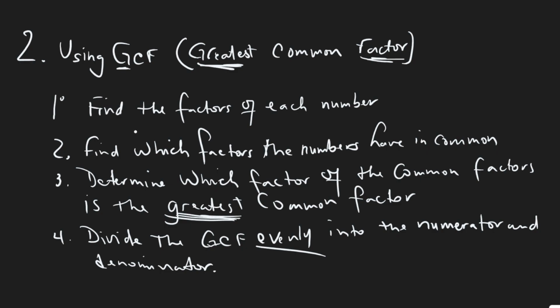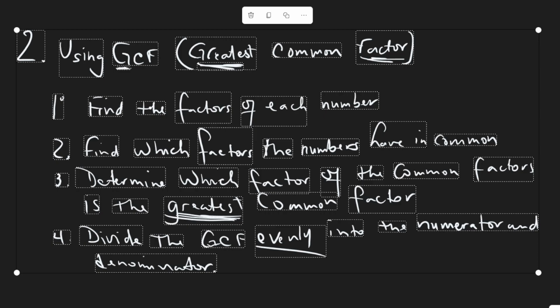Now let's go and do some examples. We're going to simplify using the greatest common factor. Let's say they give you this fraction, 30 over 36. And remember, the first thing we're going to do is find the factors of each number.